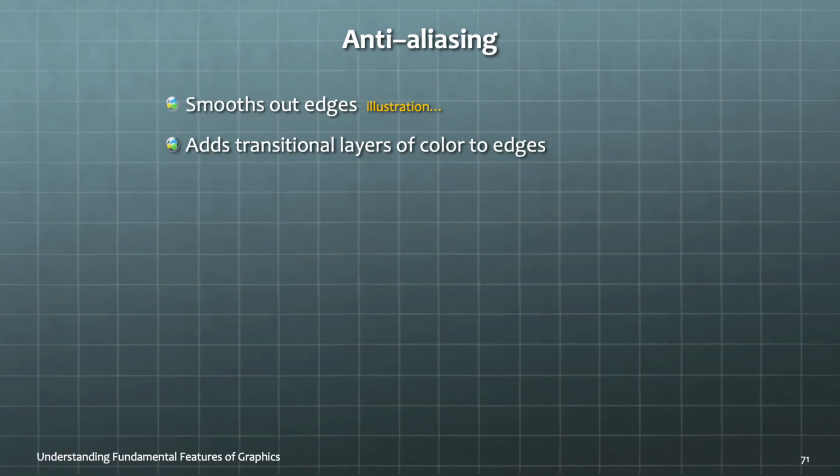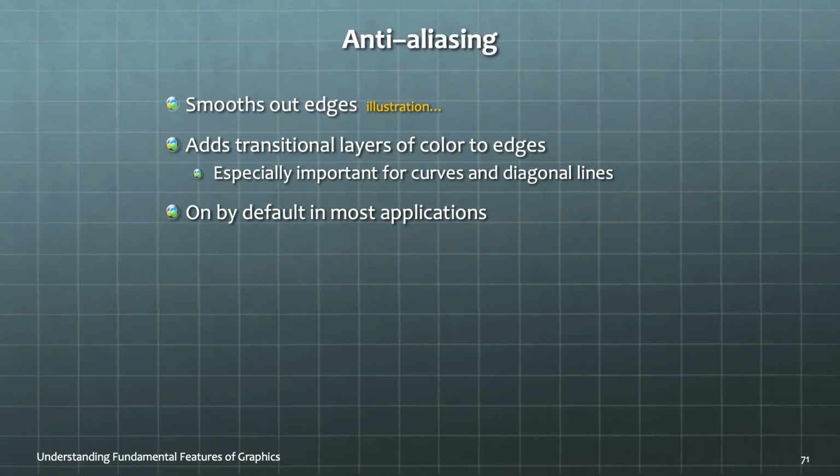As you saw in the illustration slide, anti-aliasing works by adding transitional pixels at high contrast boundaries to create a smoother visual effect. It's especially important on curves and diagonal lines where the squareness of the pixels on the screen may stand out. And it's also more important to vector graphics than raster graphics, which often already have smooth transitions between colors. Most modern graphics software and gaming engines have anti-aliasing turned on by default to enhance visual quality.